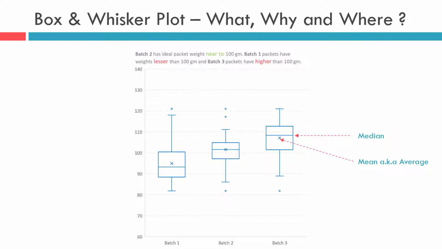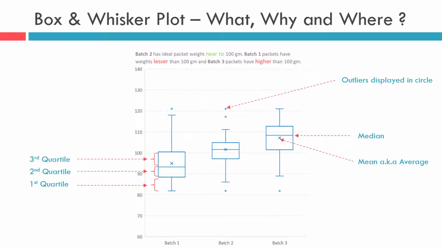The horizontal line inside this box represents the median line. So for batch 3 it might be approximately 108 or 109 grams. The small circles at the top and the bottom display the outlier items in your batches. The whisker at the bottom of the box represents the first quartile range. Starting from the bottom of the box till the median line, it displays the second quartile. From the median line to the top of the box, it displays the third quartile. And finally, the whisker above this box represents the fourth quartile.